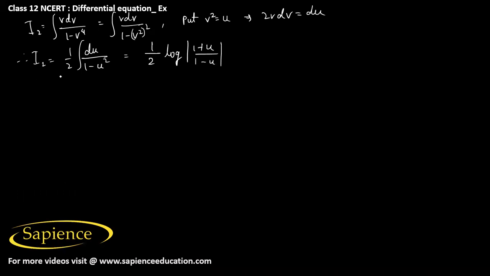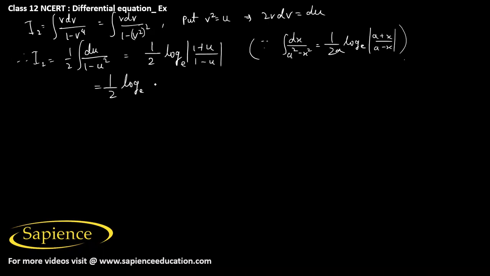Since we know that integral dx by a square minus x square is equal to 1 by 2a log base e mod (a plus x) by (a minus x). So this we can use here. So this will be half of log base e mod of (1 plus v square) by (1 minus v square).